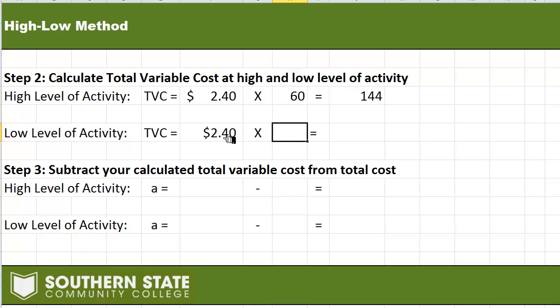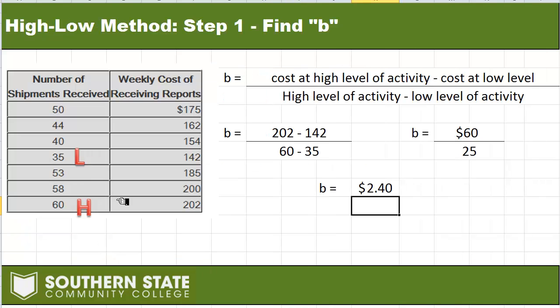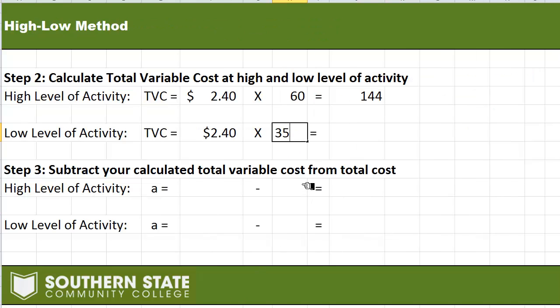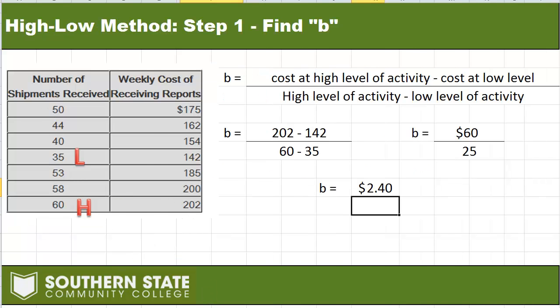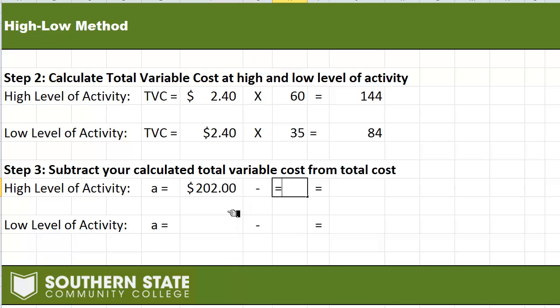Same with over here. I'm going to do the low level of activity, so I'm going to take the $2.40 that we calculated before, and I'm going to find the low level, 35 shipments I should say, and we'll take that 2.40 times 35. So once I've got that total variable cost, I can subtract that from the total cost to come up with A, which would be my fixed cost. Confused yet? So what we're going to do, we'll take our total cost at 60 shipments, which was 202, and subtract out 144. Equal 202 minus 144. So I get A equals 58.